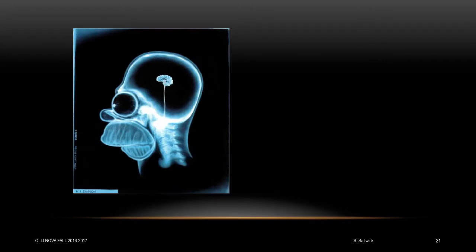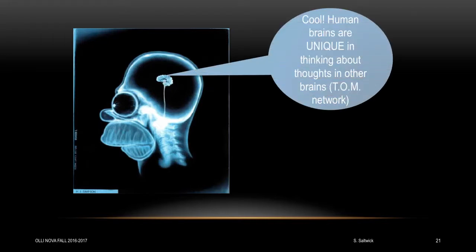It's time now for Homer to join us again and give us his thoughts on the key messages of this section. The first thought Homer wants to share is cool. Human brains are unique in thinking about thoughts in other brains. There is a specific neural circuit for this. It's the theory of mind network. Tremendous amounts of research seem to indicate that's unique to humans, so therefore we are the only species really aware of our thoughts. And this sets a major direction and driver of human culture.